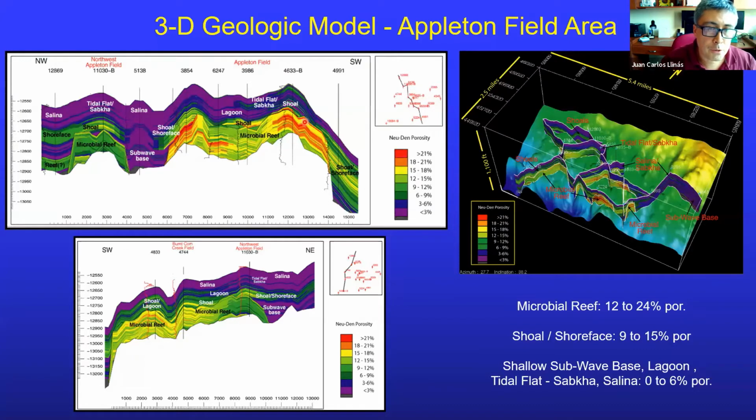And again, you see the high porosity intervals belong to the microbial reef and the shoals, and the low porosities correspond to the subwave base, lagoon, the tidal flat, and the saline. Much the same thing.